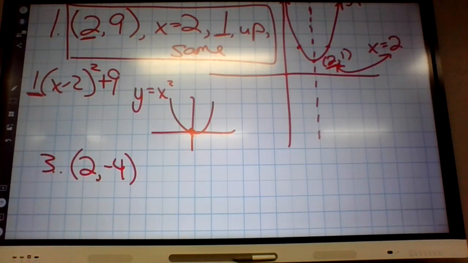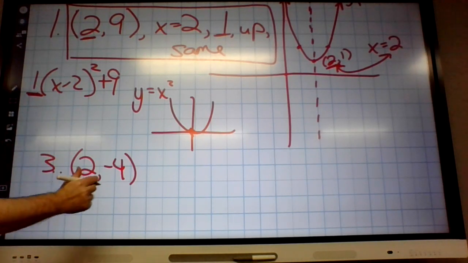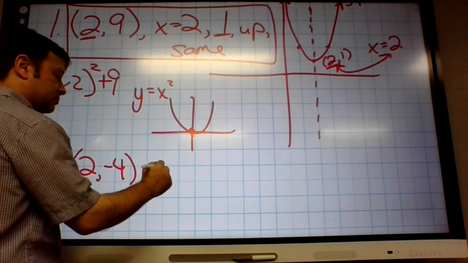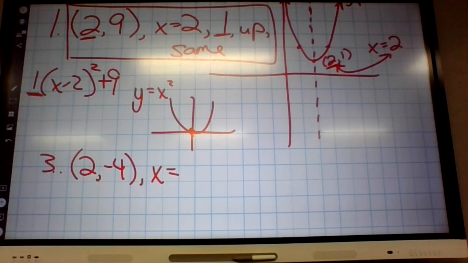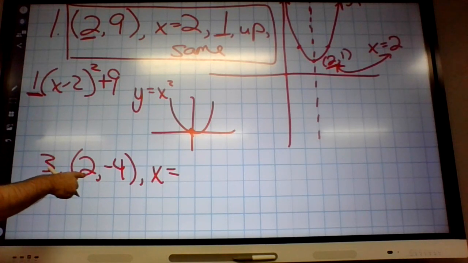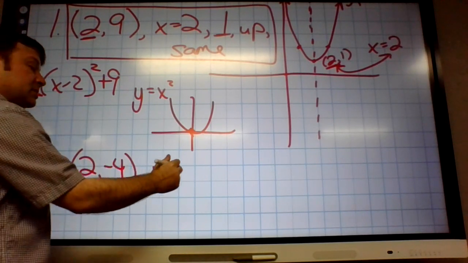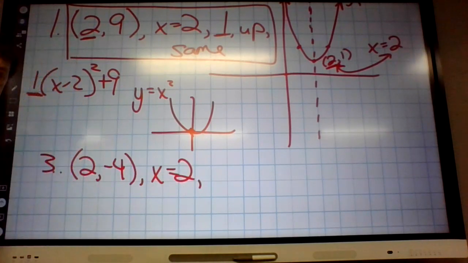Let's see. AJ, do you know what the axis of symmetry would be? The axis of symmetry is always x equals, and it always shares the x coordinate of the vertex. So x equals 2. Okay.